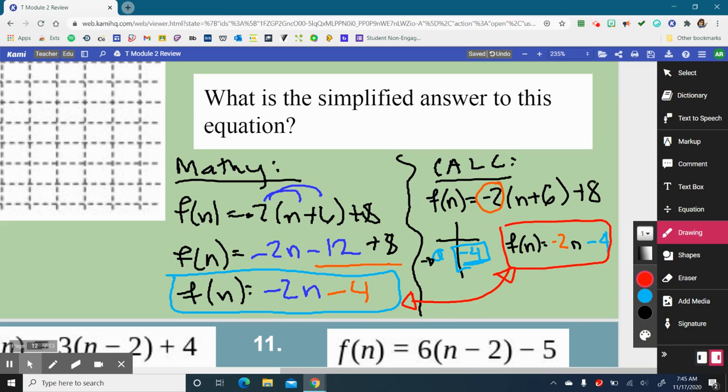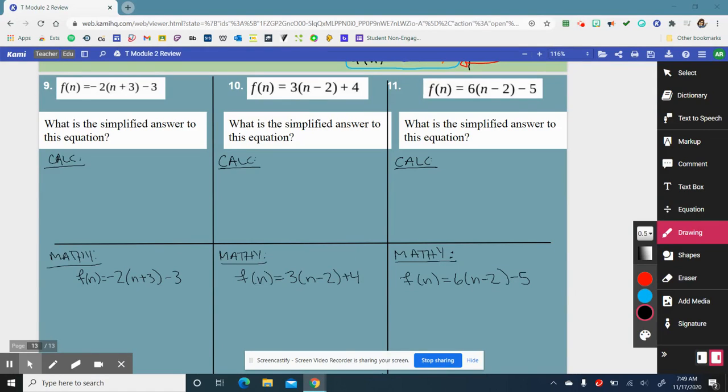So either way that you choose, you'll get the same answer. All right, next equation. Examples 9, 10, and 11. I'm going to split them up into two sections: a calculator section, how to simplify with the calculator, and then how to simplify the mathy way. And I'm going to first start with the mathy way.